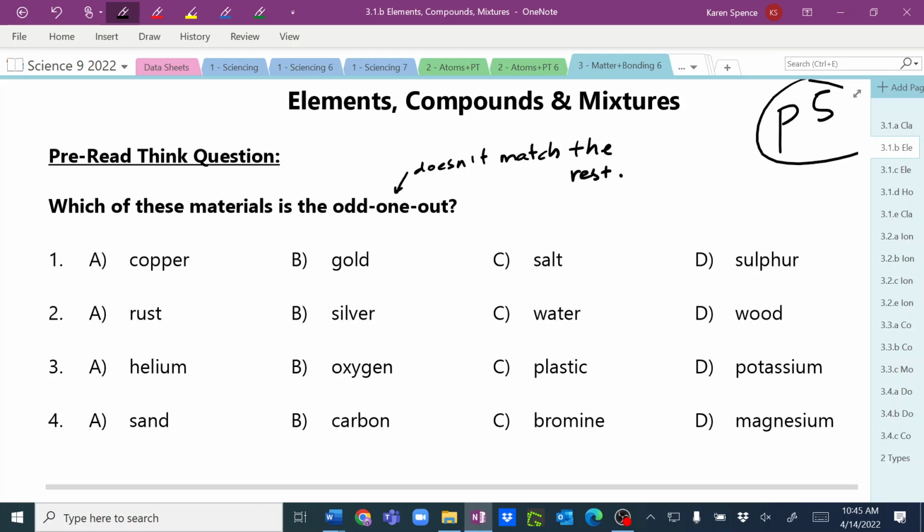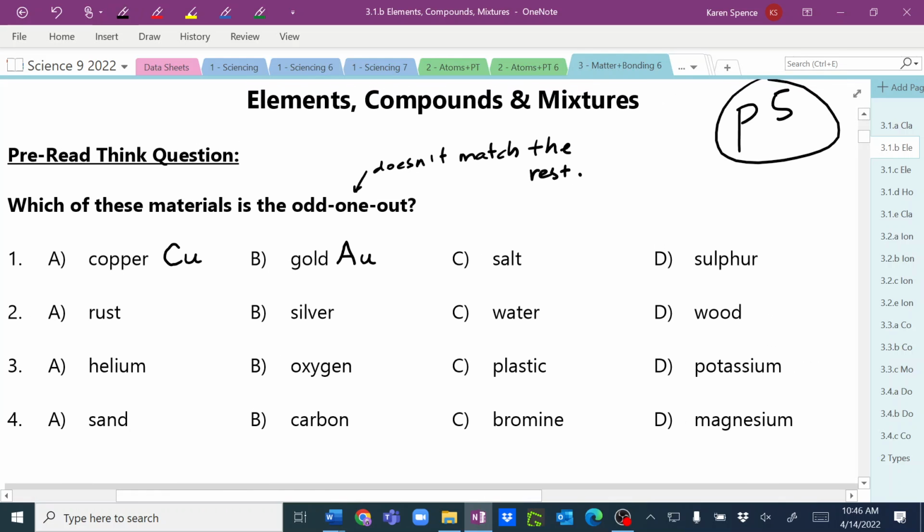All right, so let's think about this. What is the symbol for copper? Cu. Yes? What is the symbol for gold? Au. If you don't know that, one way of remembering it is if somebody steals your gold watch, you go, AU, that's my gold watch. Now, salt, this is table salt, and it is actually sodium chloride.